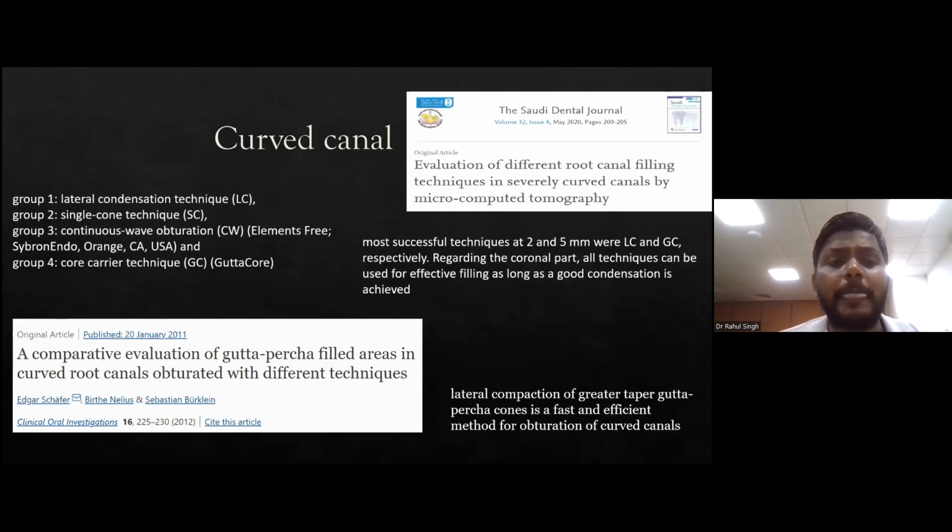For a curved canal, various studies have been done, and the result of those studies was that the most effective techniques at 2 and 5 mm were either the lateral condensation technique or the gutta core technique respectively. And regarding the coronal part, all techniques can be used effectively as long as good condensation is achieved. But for the apical condensation of the gutta percha, we should do lateral condensation or a gutta core technique.